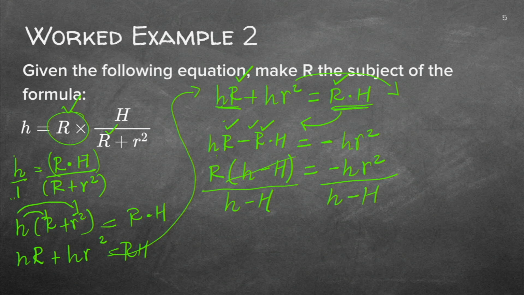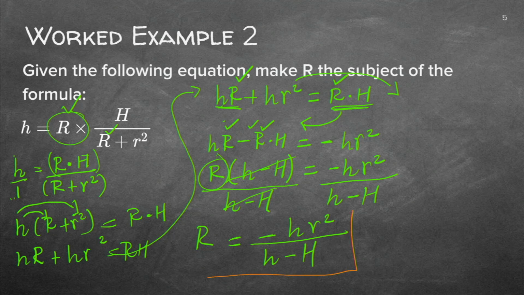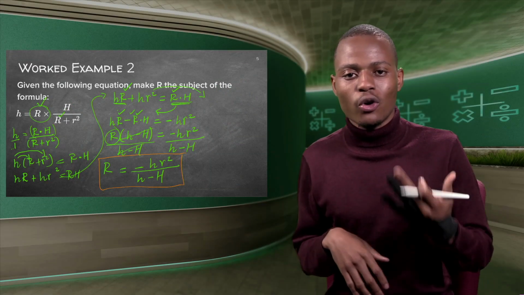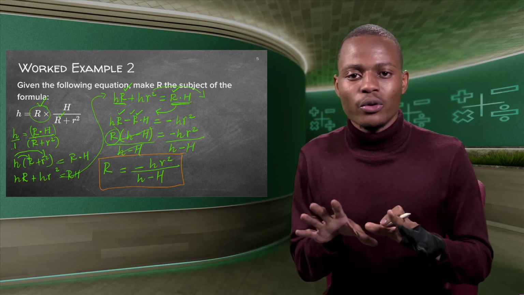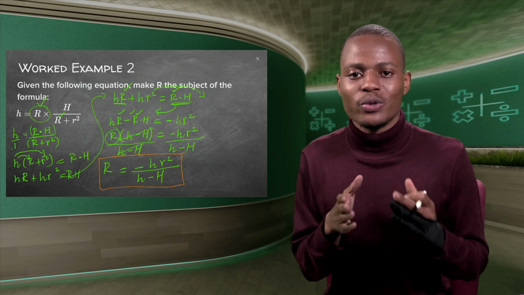And this means this whole part cancels that one, and you are now left with R being negative small h small r squared, over small h minus capital H. So that is how you make capital R the subject of the formula. This technique is also called manipulation. So you manipulate your values to whatever you need them to be.